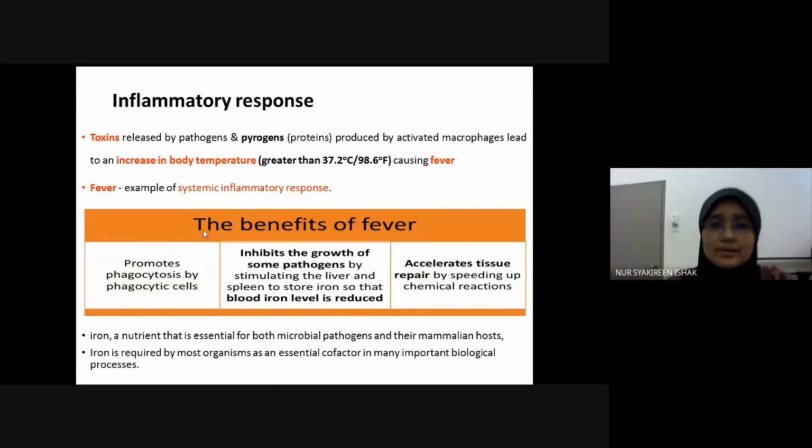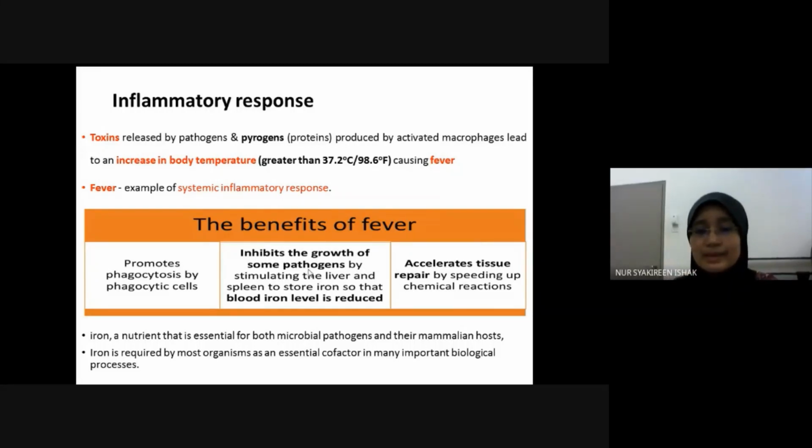So the benefits of fever: one is to promote phagocytosis by phagocytic cells. Second, to inhibit the growth of some pathogens by stimulating the liver and spleen to store iron so that blood iron level is reduced. And the third one is to accelerate tissue repair by speeding up chemical reactions. So suhu panas tu akan menyebabkan satu, promote phagocytosis, dua, accelerate tissue repair, yang ketiga ni dia akan menyebabkan liver awak store iron lebih. So maksudnya iron dalam awak punya darah akan berkurangan.